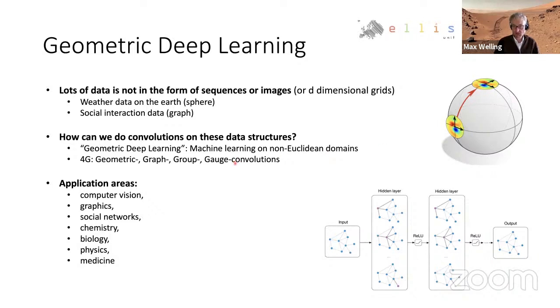There's other data structures that we are interested in, for instance, graphs. There's a lot of graph data out there, molecules of graphical structure, but also social networks, even point clouds, like you can represent three-dimensional objects as point clouds, etc. And so the question is, how do you do deep learning in some way or other on these non-Euclidean data structures? And of course, there's a huge number of applications, more arising every day in this field of geometric deep learning, in computer vision, graphics, social networks, chemistry, biology, physics, medicine, etc.